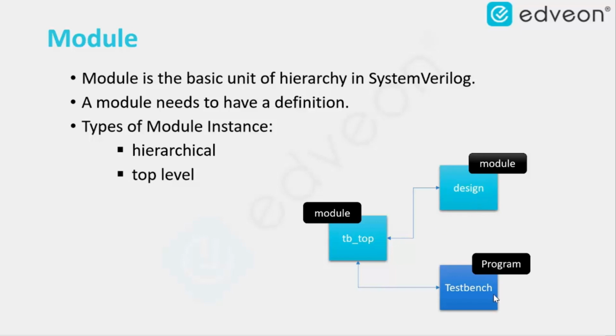Even though the verification code is within a program block which is called test bench, and that is also instanced within the TB top, even though it is instanced, typically program block doesn't provide hierarchy by default.